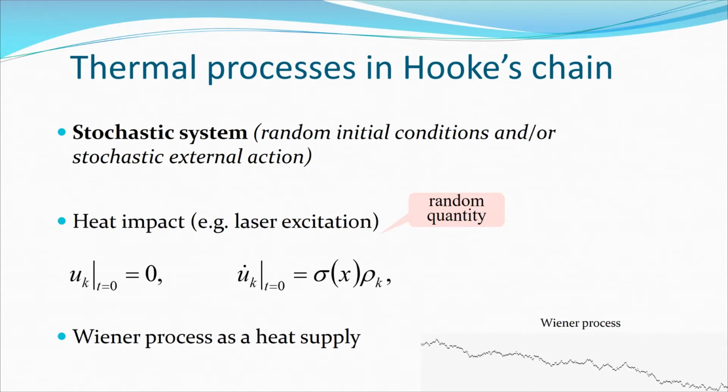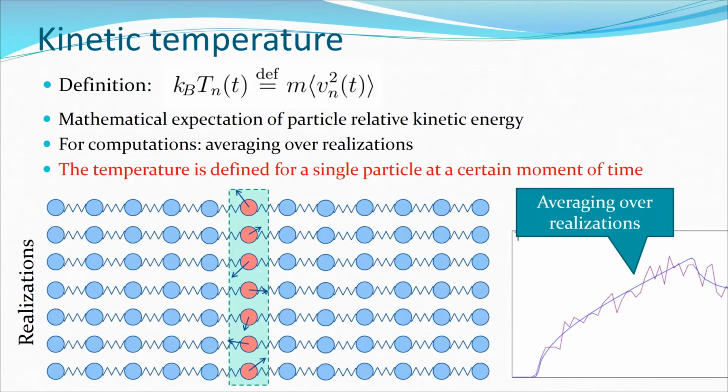Also, we can consider more complex situations when we have heat supplies, a Wiener process, and so on. The main thing is temperature. The kinetic temperature can be described as an average over kinetic energy. Not really an average if we go in terms of stochastic processes, better considered as a mathematical expectation. In real experiments, we can calculate averaging over a lot of realizations of some system, which we can see here on the picture.